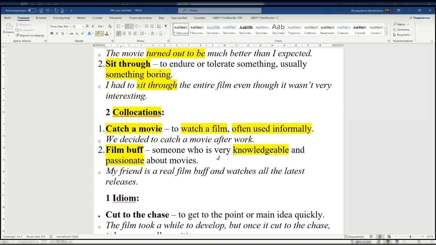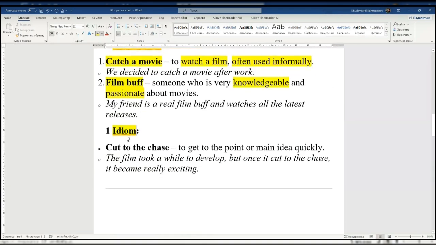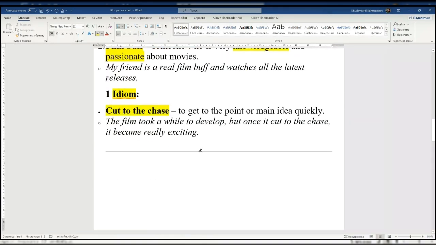And so we have one idiom: cut to the chase. Cut to the chase means to get to the point or to get the main idea quickly. So the film took a while to develop, but once it cut to the chase, it became really interesting, right?